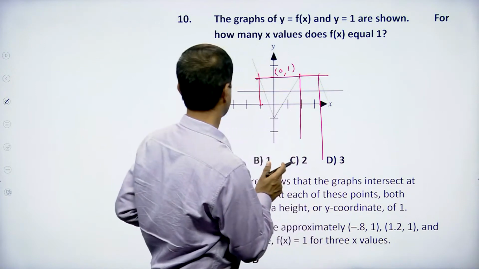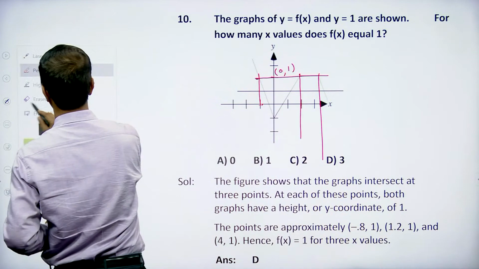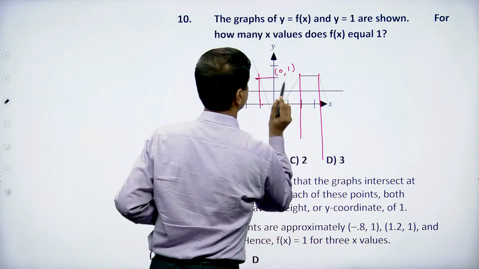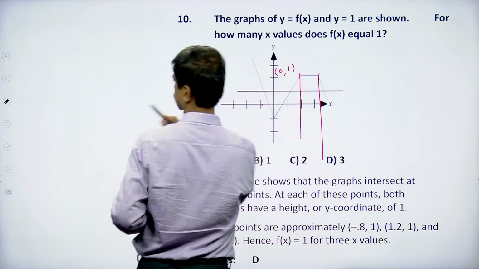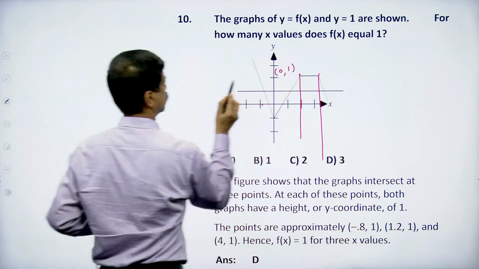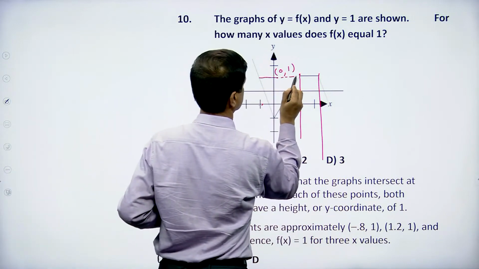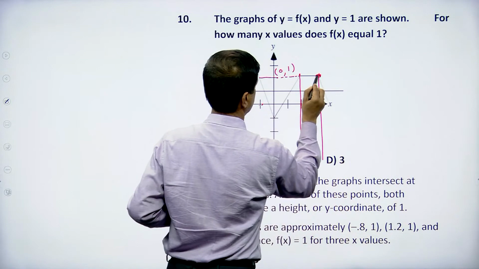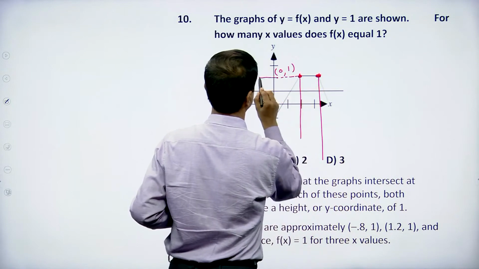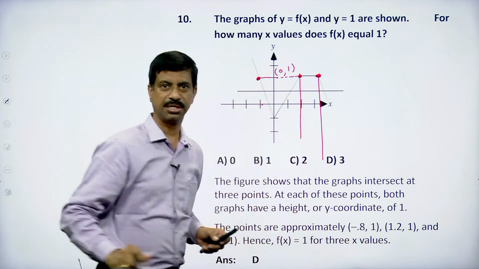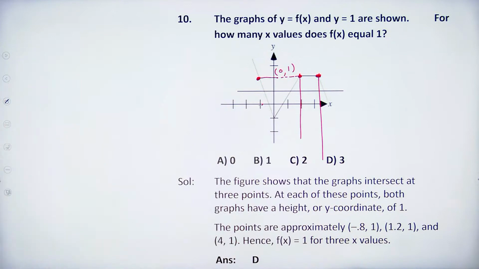So now I'll just remove this line because it is covering this one. So let us take it like this. So here is one value, here is other value, here is other value. Right, children? So 3. Please note it fast.